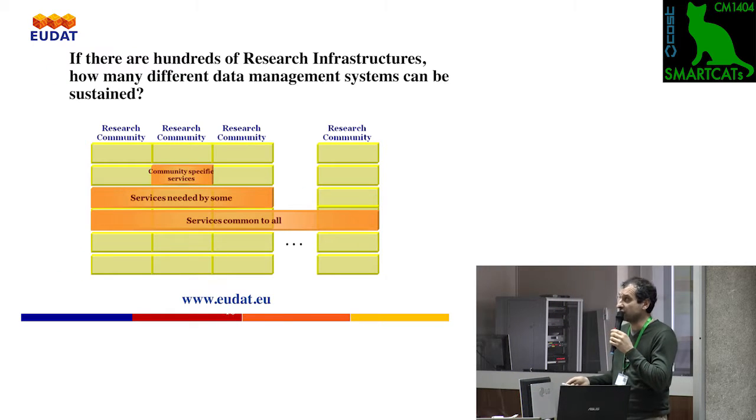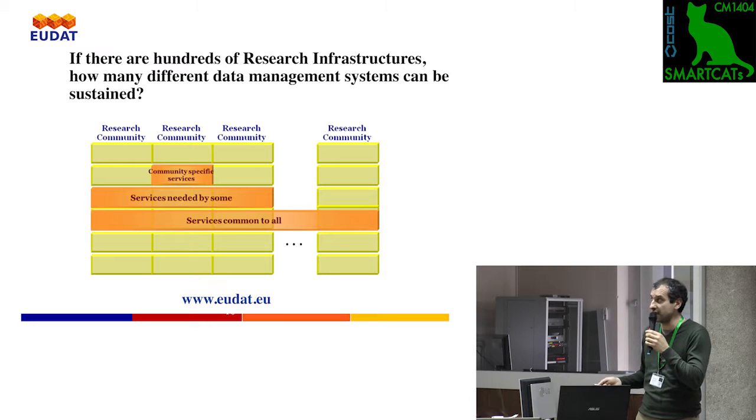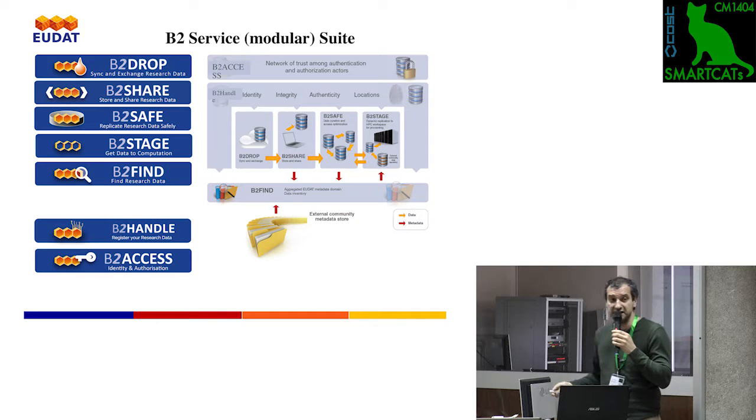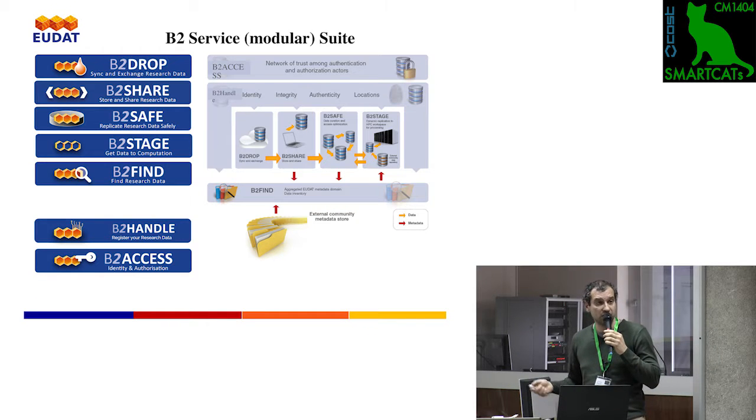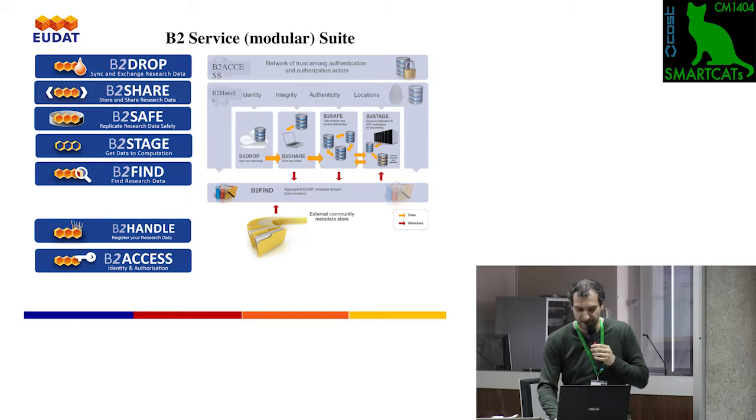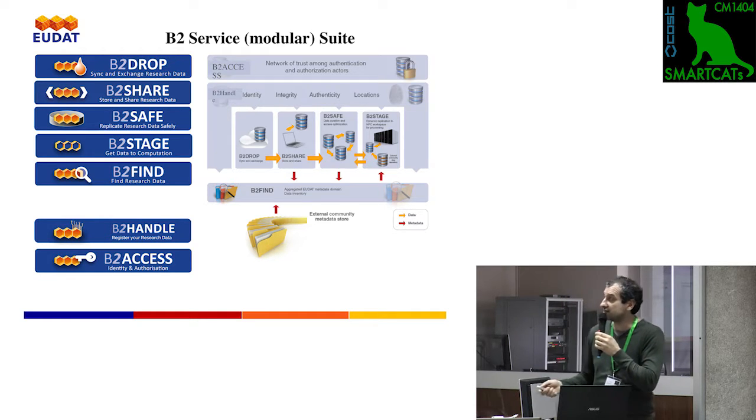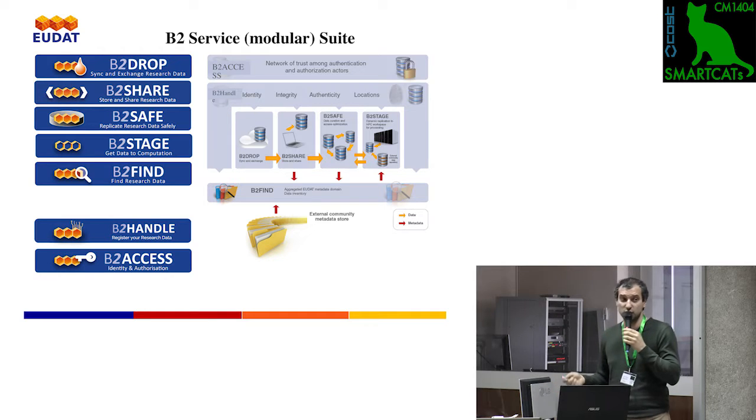Again, if you have a lot of research community infrastructures and each one has its own community-specific services, some can share some of them, and all others can share all the needs across the community. This is another important requirement in order to build the solution in EUDAT. So what EUDAT decided to do in order to address this kind of requirement is to provide a collection of modules, a suite of services.